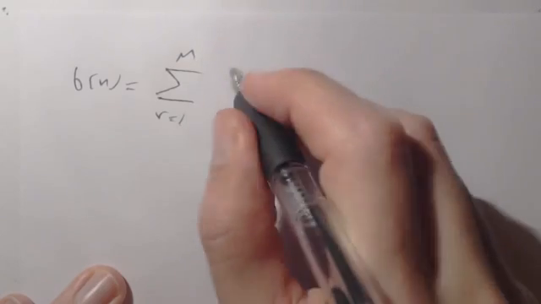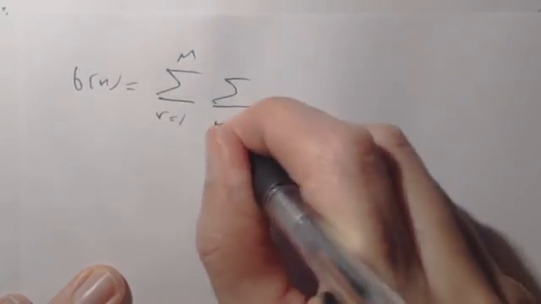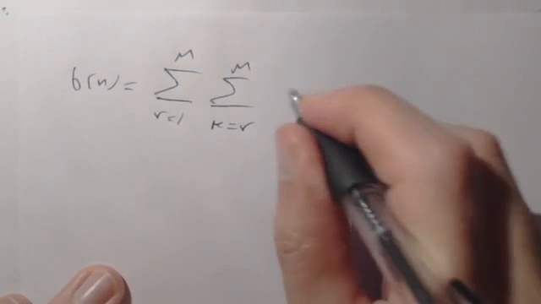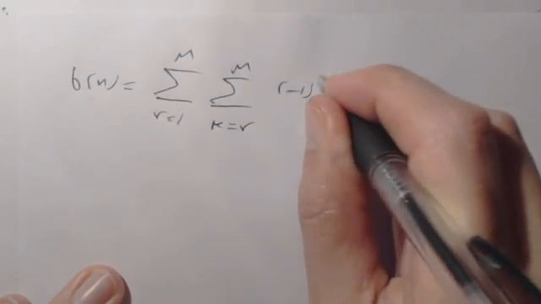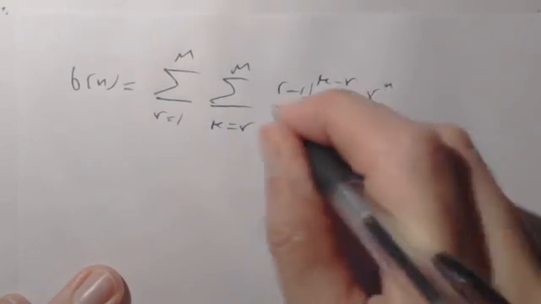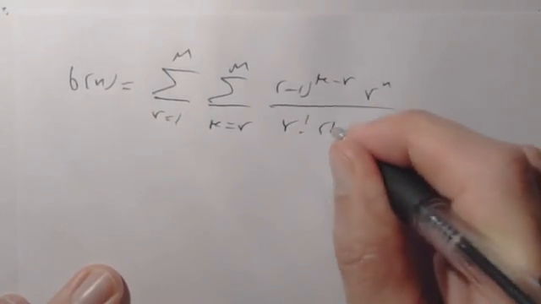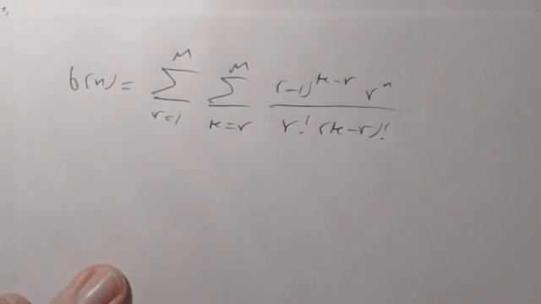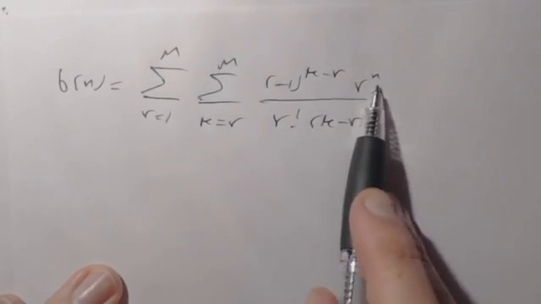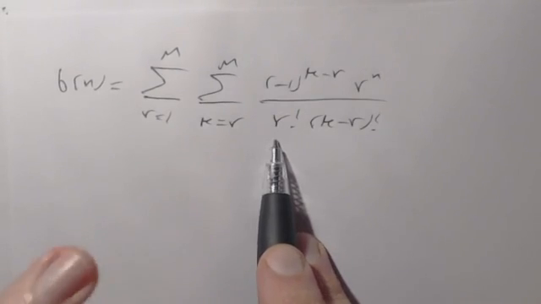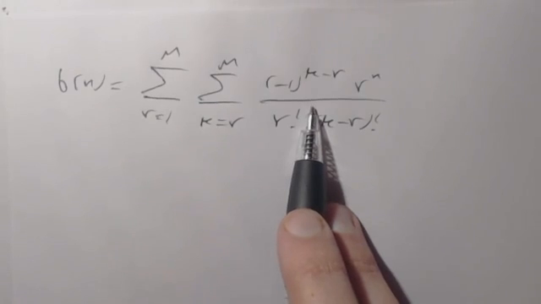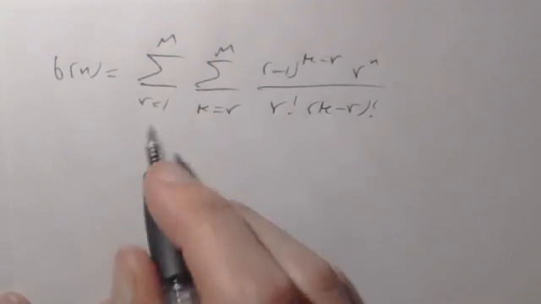So we have Bn is sum from r equals 1 to m, k equals r to m, minus 1 to the k minus r, r to the n over r factorial k minus r factorial. They're working with r to the n minus 1 and r minus 1 factorial, but this is the same, it's just a little more compact to write, multiplying the top and bottom by r, it's the same thing.